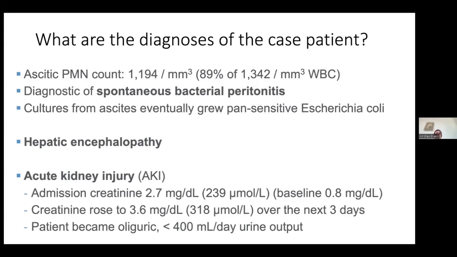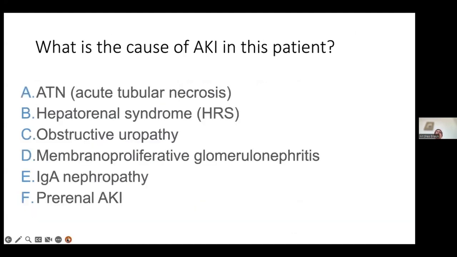It's more of a clinical diagnosis. And he has acute kidney injury. Over the course of his treatment, the creatinine went even higher into 3.6 milligrams per deciliter. That's from 239 to 318 micromoles per liter over the next 3 days. And then the patient stopped making urine. So less than 4 mils per day urine output. So what do you think is the cause of AKI in this patient? And I already gave you all the data to tell me. Is it ATN? Is it HRS, obstructive uropathy, MPGN, IgA nephropathy, or BREMing?